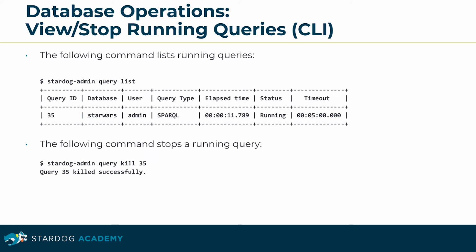Using the command line interface, the following command lists all running queries. stardog-admin query list. Issuing the following command stops the running query with ID 35. stardog-admin query kill 35.